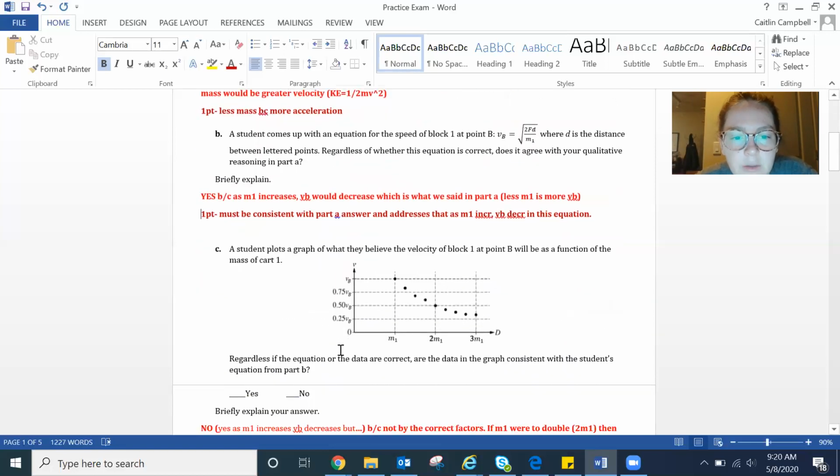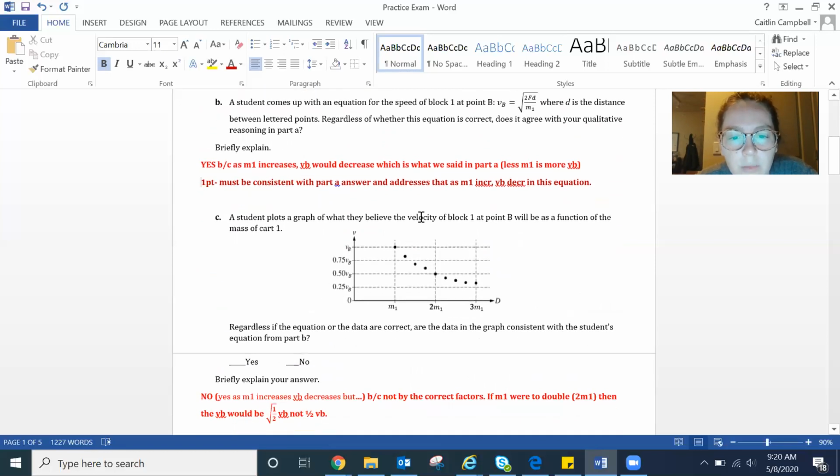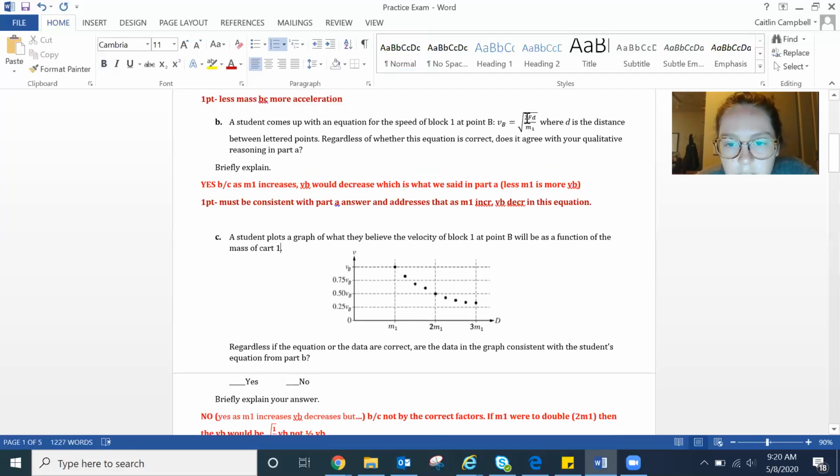Part C was a little bit tricky. So here we are plotting the velocity of block one at point B as a function of the mass of cart one. Regardless of whether the equation or the data is correct, is this graph consistent with the equation? So let's first look. We said as m1 increases, velocity should decrease, so that checks out.